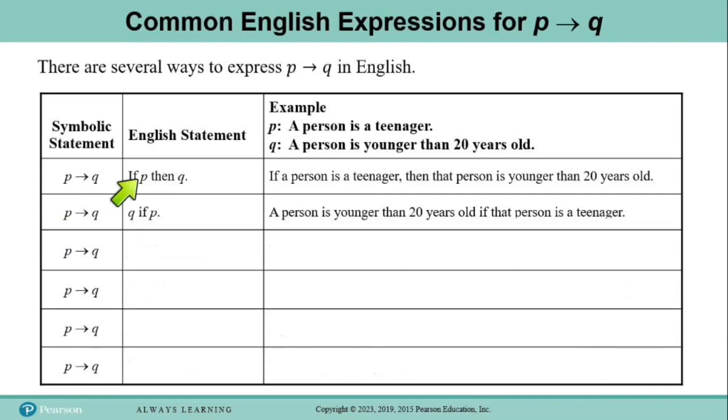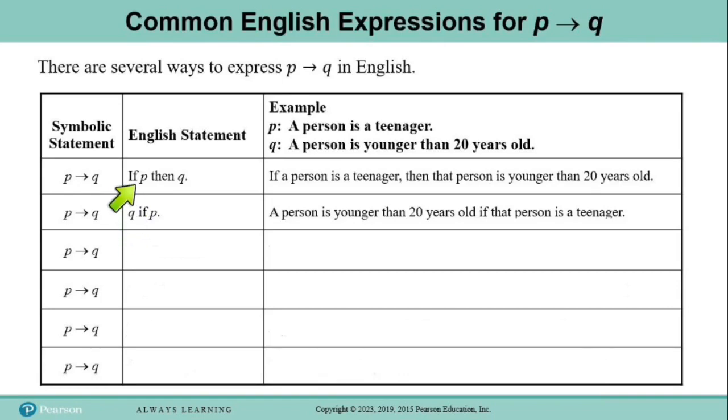Well, the reason is that in both cases, the P, which is the antecedent, comes after the word if. So if P, then Q, P is the antecedent. Q if P, because the P comes after the word if, P is the antecedent. Now this is true when if is the only thing between the Q statement and the P statement. We're going to run into only if down here in a minute, but that's a different thing. Okay, as long as we're just dealing with the word if.